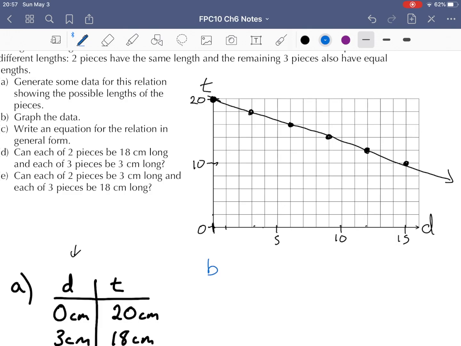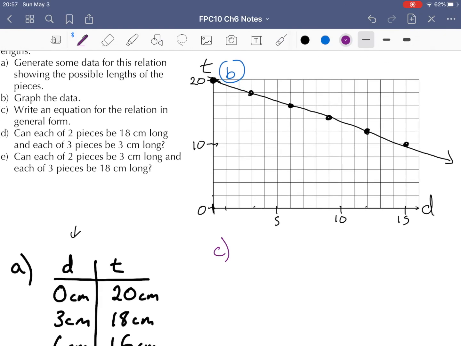Okay. So we've generated some data, we've graphed it. Oh, we've done B. This is B right here. The graph is B. Let's do letter C. Write an equation for the relation in general form. So let's take a look. First, let's write it in y equals mx plus b form, because that's easiest first.